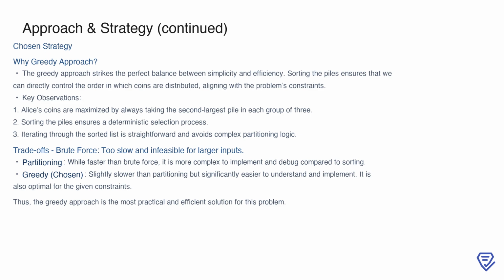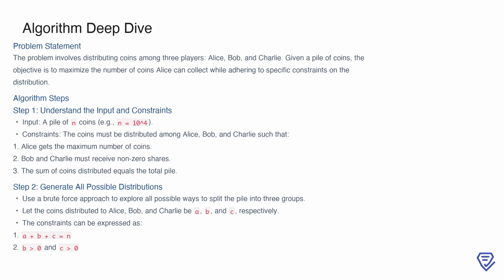The problem we're solving here is about distributing a pile of coins among 3 players, Alice, Bob, and Charlie. Our goal is to maximize the number of coins Alice can collect while following certain constraints. Specifically, all 3 players must receive at least some coins, and the sum of their coins must equal the total pile. To start, we need to understand the input and constraints.